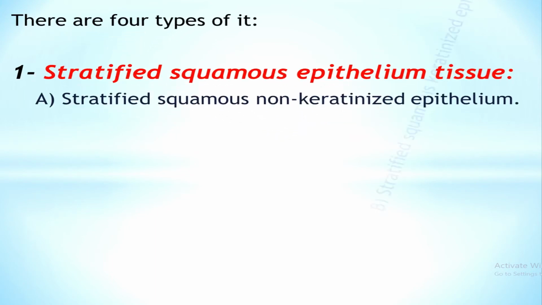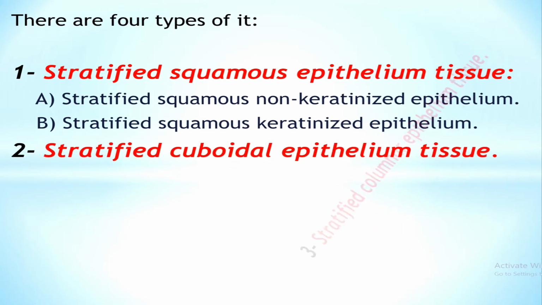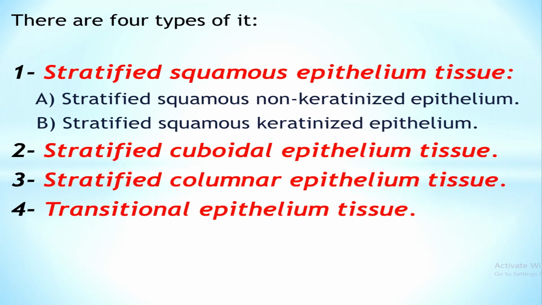There are four types of it. First, stratified squamous epithelium tissue, which contains also two types: stratified squamous non-keratinized epithelium and stratified squamous keratinized epithelium. Second type is stratified cuboidal epithelium tissue. The third, stratified columnar epithelium tissue, and finally the transitional epithelium tissue.